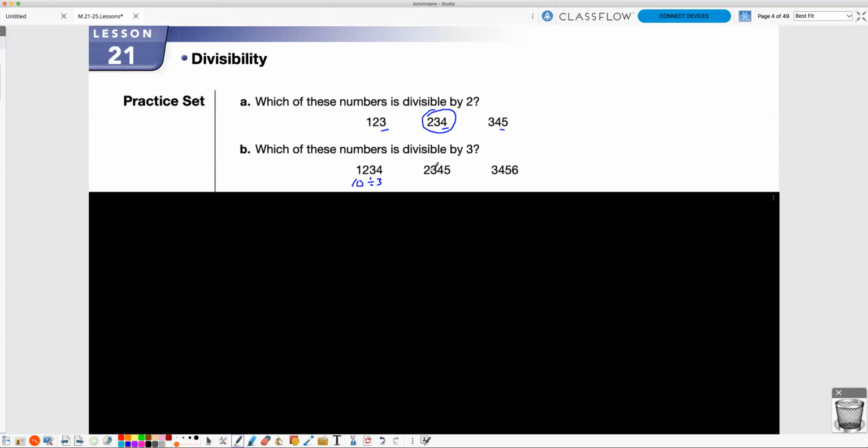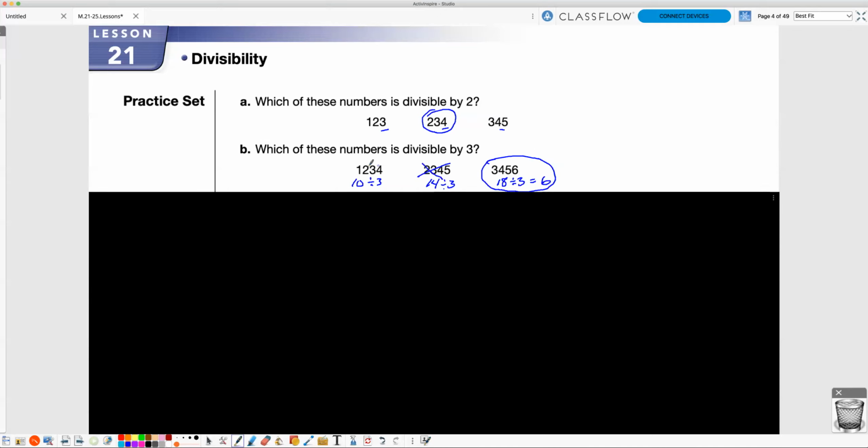This one would be 2 plus 3, that's 5, plus 5 more is 10, plus 4 makes 14. If 14 is divisible by 3, then yes, you can divide 2,345 by 3. The sum of these digits is 7 plus 5 makes 12, plus 6 more makes 18. This one's 18 divided by 3, and that would be 6 even. So yes, this is divisible by 3.